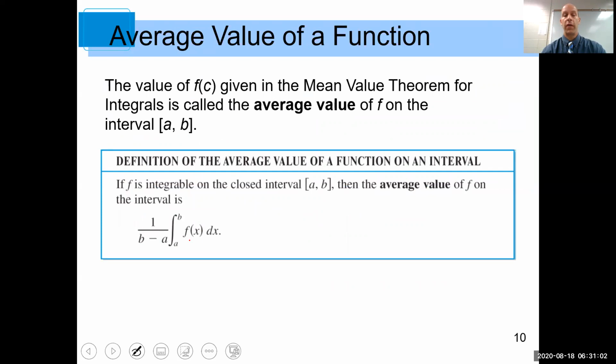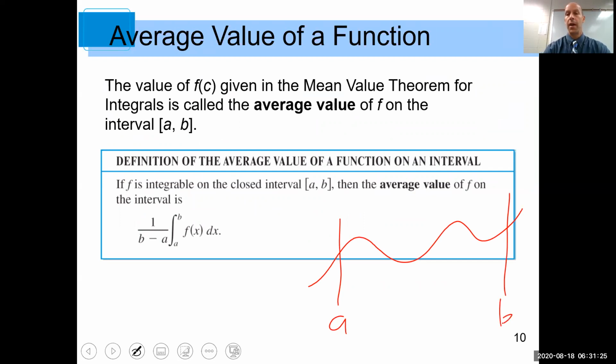The average value of a function. The value f of c given by the mean value theorem for integrals is called the average value of f on the interval. Here's what the definition is for the average value of a function. And before I give you that, suppose you have some function that's doing all this crazy up and down stuff. And we're going to go from a to b.